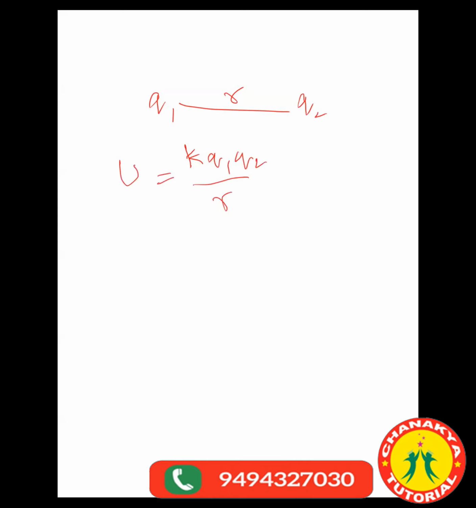Correct? Samhita, correct, right? Yes, sir. Yeah. So if you want to minimize this potential energy, the separation has to be more, right? If r is more, then this becomes less, correct? Yes, sir. That's why like charges repel.